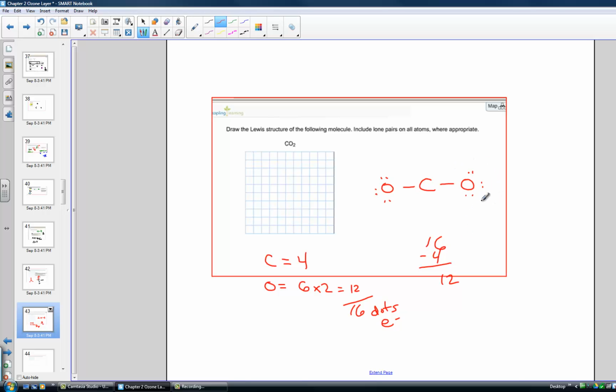And when I place the octet around the oxygens, there's no dots left. They're all gone. And yet I understand that the carbon does not have an octet. The structure isn't done, but I don't have any dots left. That's how I know that I'm going to need a multiple bond. Not just singles. Oops, that's supposed to be a B. A multiple bond.